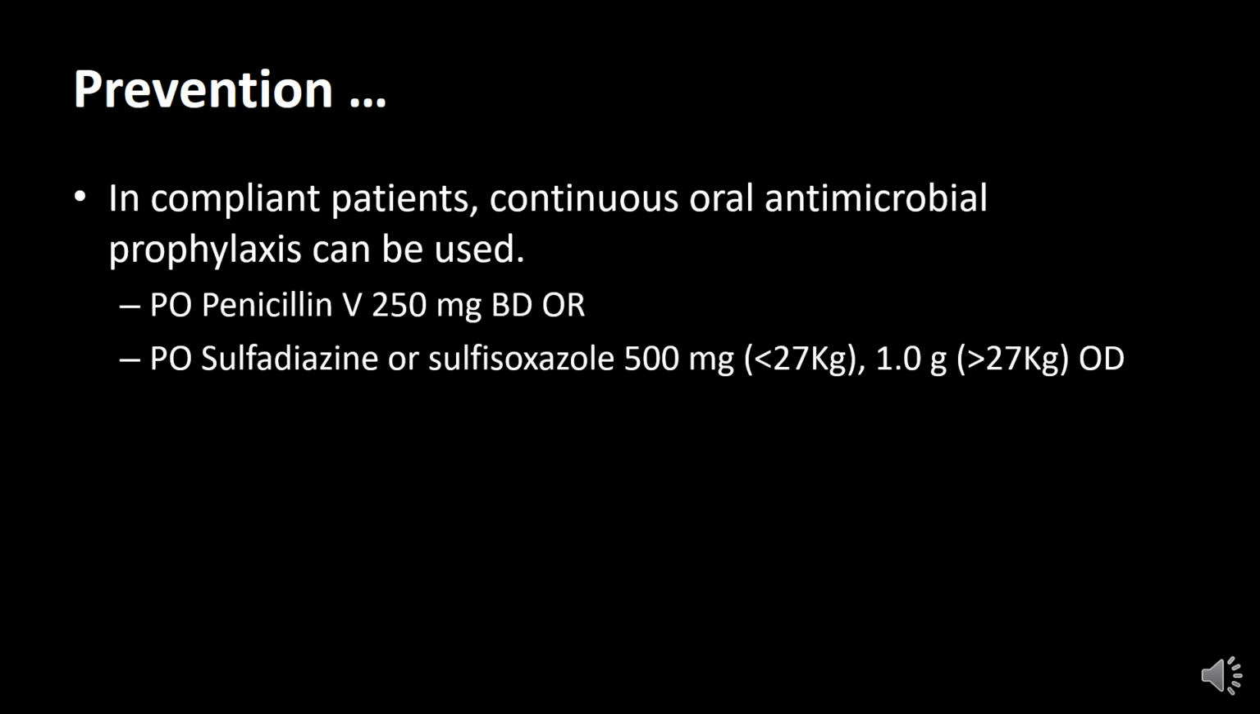Patients who are able to comply and take medication orally don't have to be put on the painful benzathine penicillin. They can be given prophylaxis using oral penicillin V. The dose is 250 milligrams twice a day. Alternatively, they can be given sulfadiazine or sulfadoxazole. The dose is 500 milligrams for those children who are below 27 kilos and 1 gram for those children who are more than 27 kilograms, and it is a daily dosing.